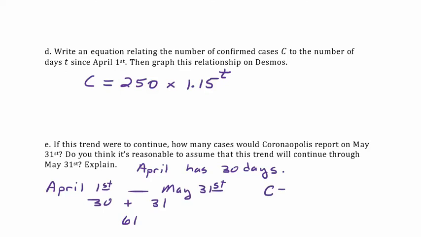So the number of cases will be 250 times 115%, or 1.15 to the 61st power. That will give you the number of cases 61 days after April 1st, which will be May 31st. All right, punch that in. Let's see what kind of crazy number we get here.